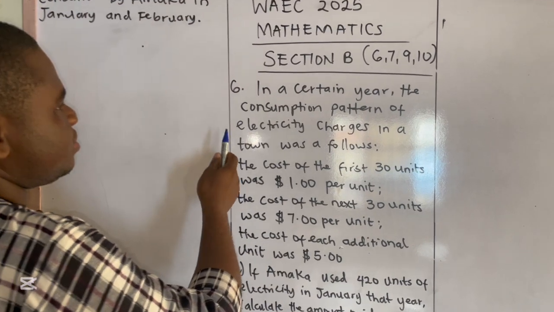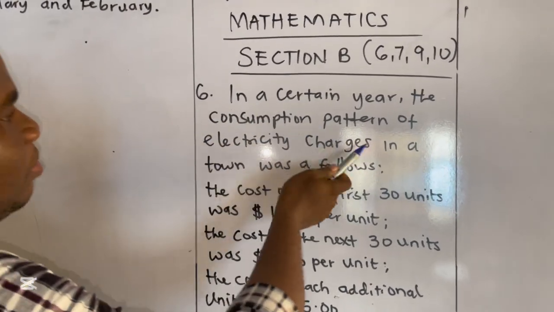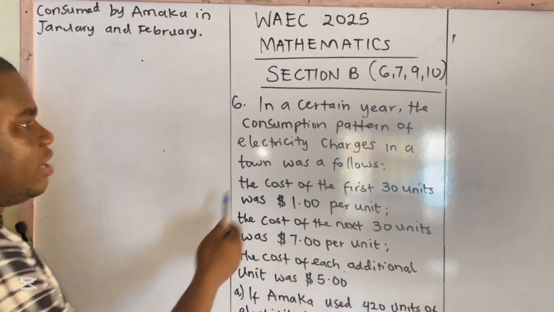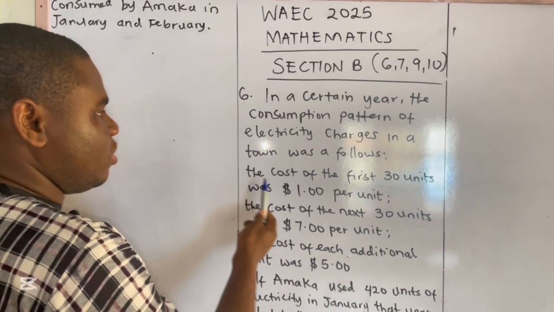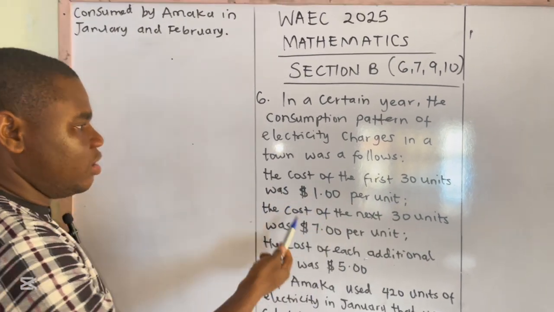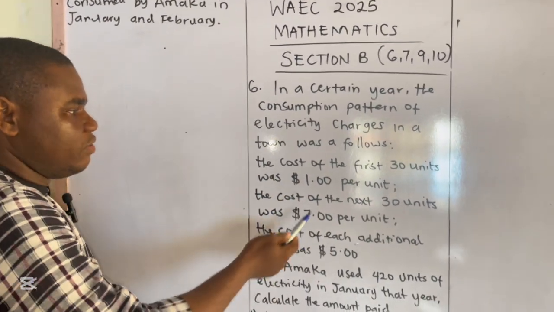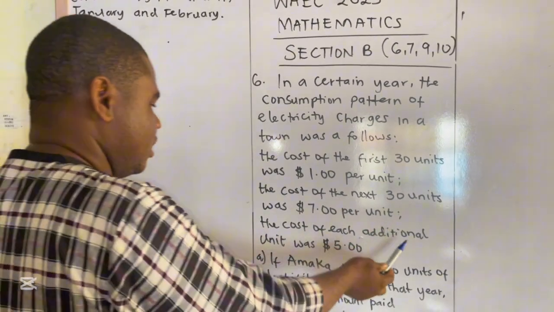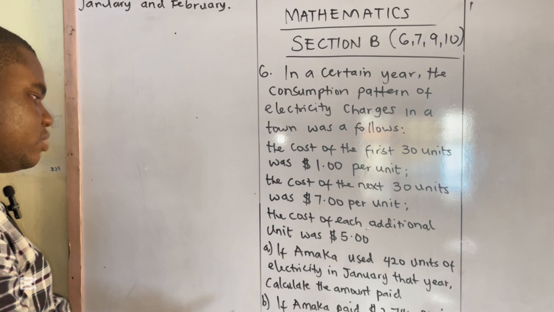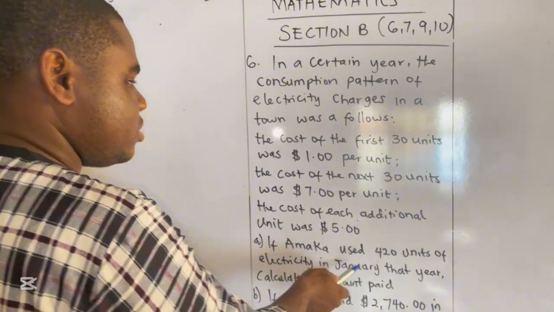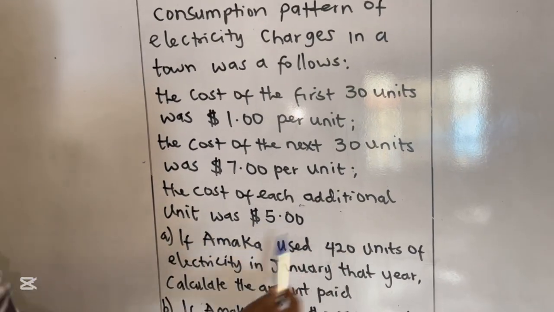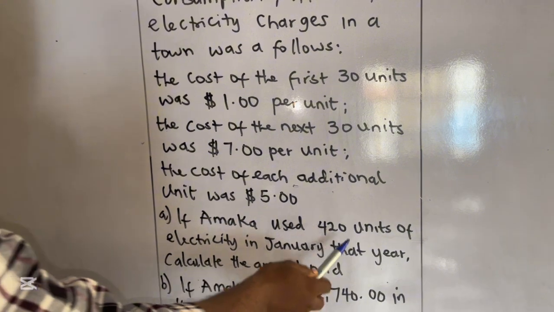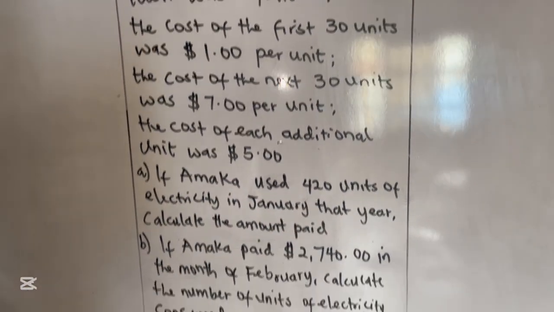Alright, in question 6, in a certain year, the consumption pattern of electricity charges in a town was as follows. The cost of the first 30 units was $1 per unit. The cost of the next 30 units was $7 per unit. The cost of each additional unit was $5. So the first question is, if Amaka used 420 units of electricity in January that year, calculate the amount paid.